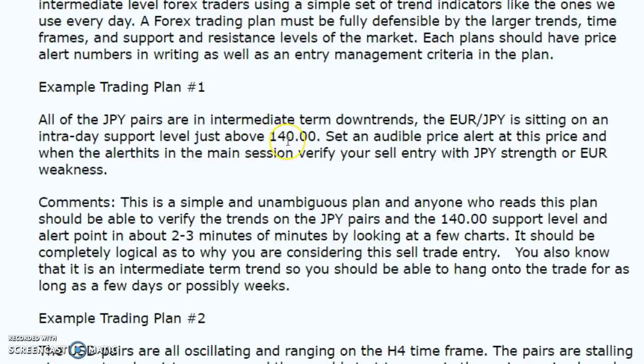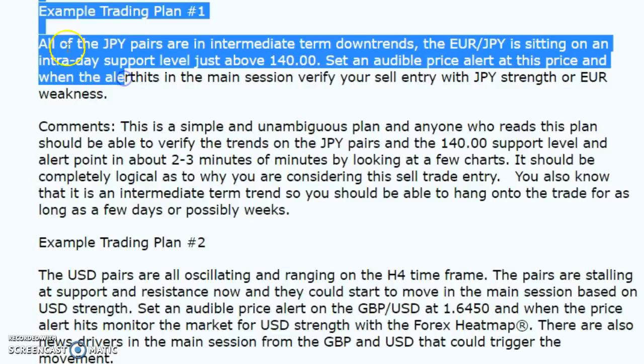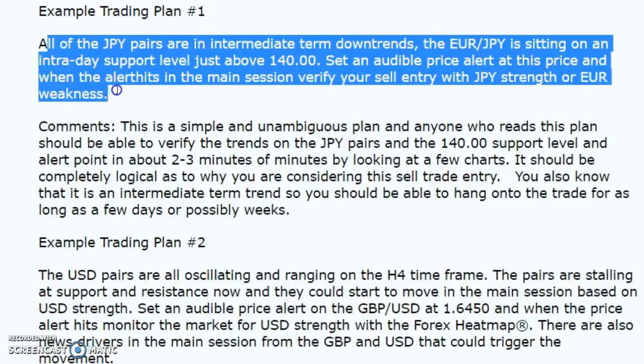after the price alert hits at 140.00, then you would go ahead and sell the euro yen. All the yen pairs are going down. You're just looking to get into it with euro weakness or yen strength. Now, this is a very simple trading plan for the euro yen right here. Okay, this is your trading plan for the euro yen. It's simple. It tells you everything you need.